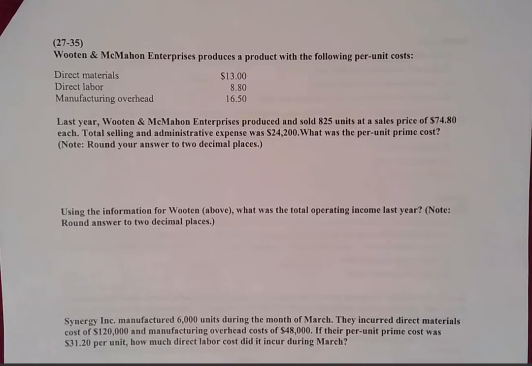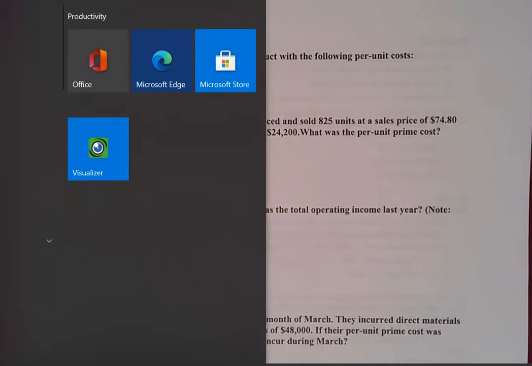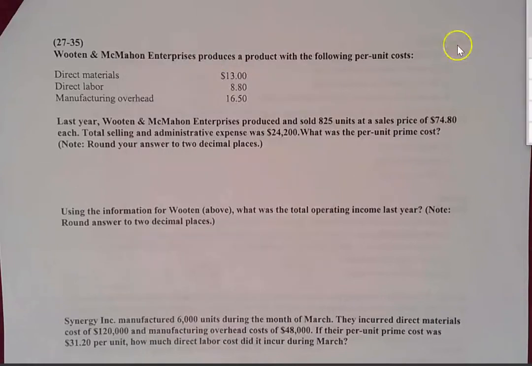So, looks like we have another question down here that's related to the same scenario, but we really don't have to do much. I don't have my calculator open, which is just about normal for me. But we don't have to do much here. What was the per unit prime cost? So the first thing that we need to do is figure out what our prime costs are.